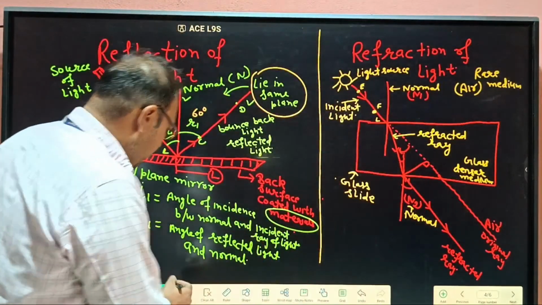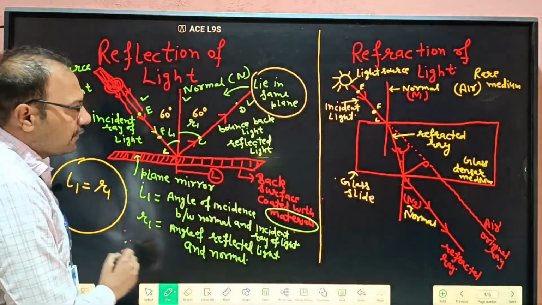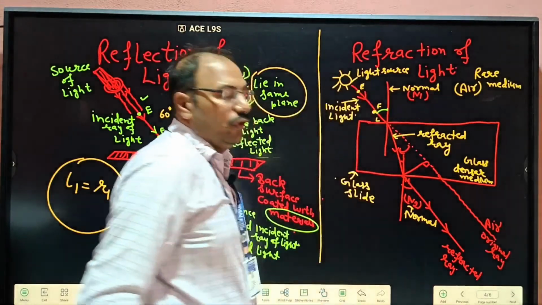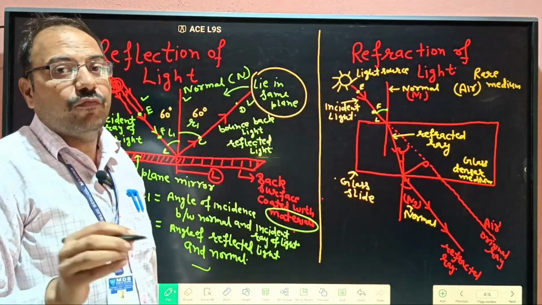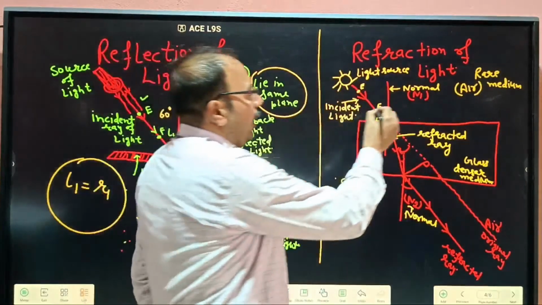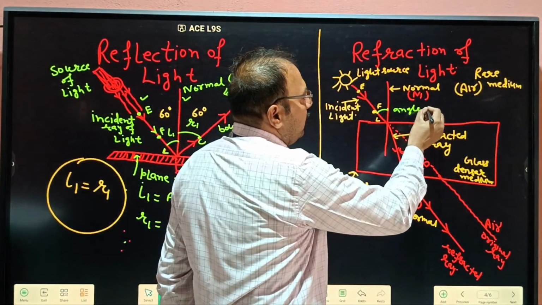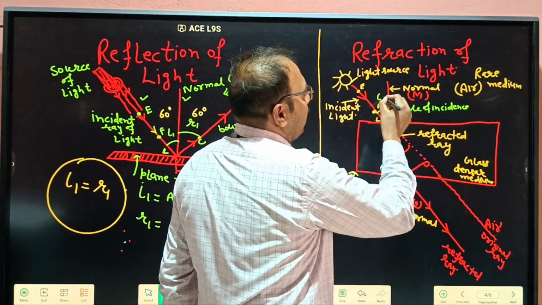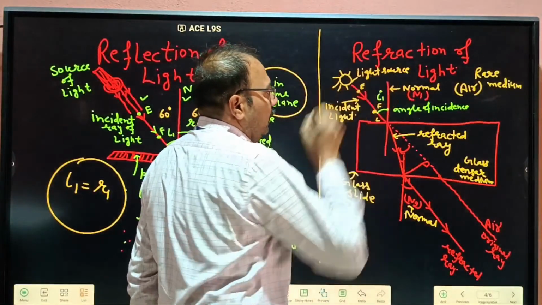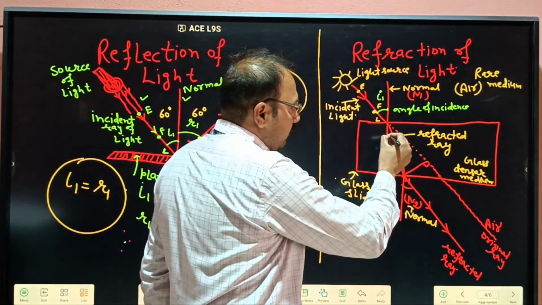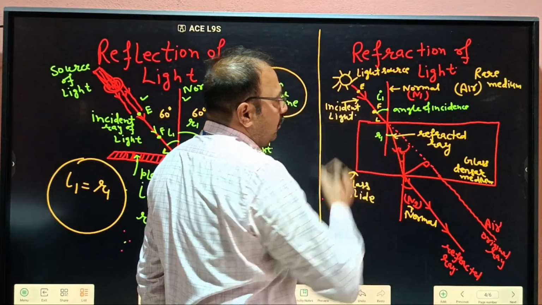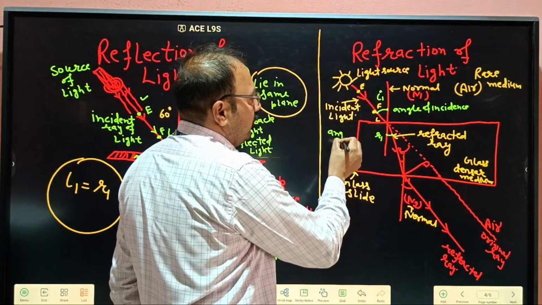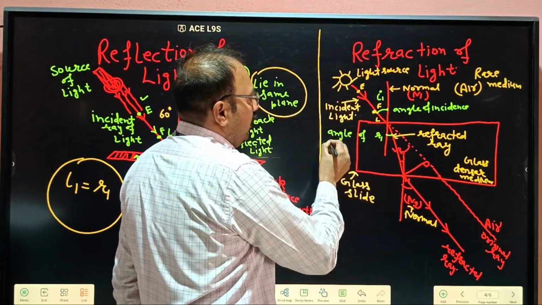Here are some important things. When the incident ray comes and this is the normal, they make an angle. This angle is known as the angle of incidence, I1. And second, here it makes another angle. This is known as R1, which is the angle of refraction.